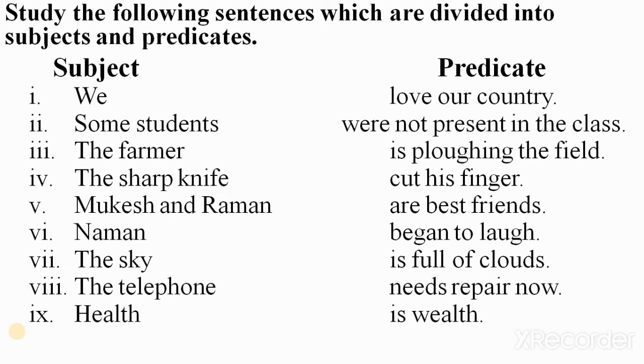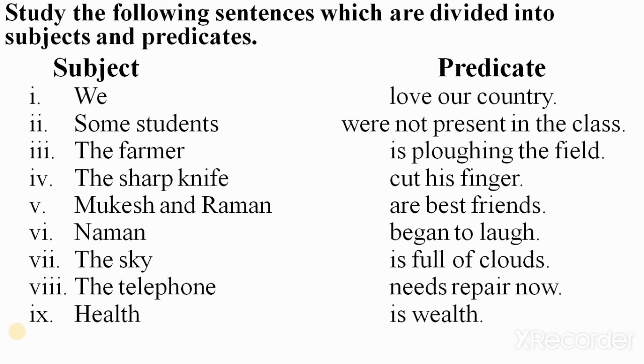Study the following sentences which are divided into subjects and predicates. We love our country. In this sentence, who love our country? We. So we is the subject, love our country is the predicate. Some students were not present in the class. Who were not present in the class? Some students. So some students are the subject. The farmer is plowing the field. The farmer is your subject. Is plowing the field is the predicate. The sharp knife cut his finger. The sharp knife is the subject, cut his finger is the predicate.